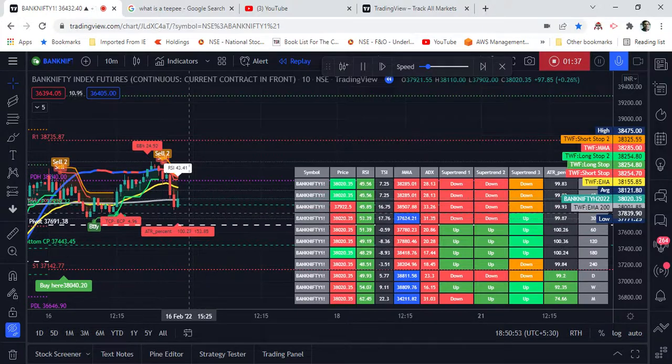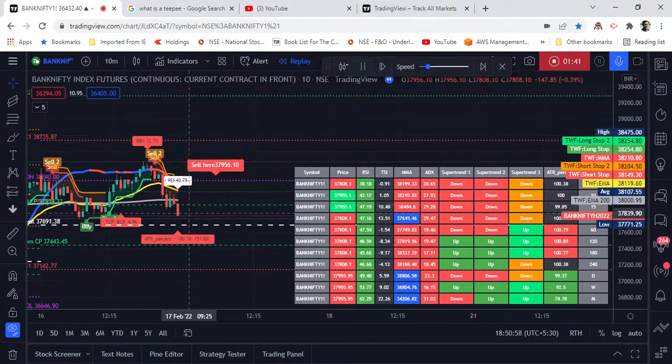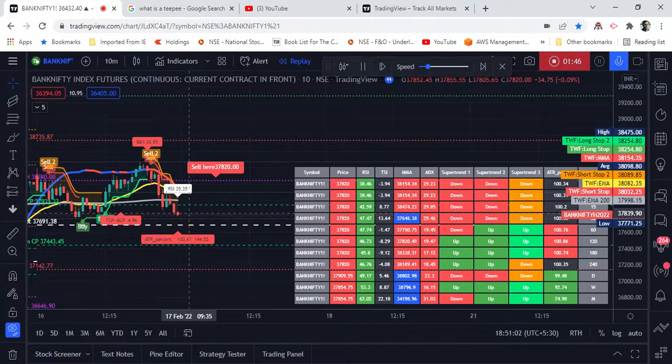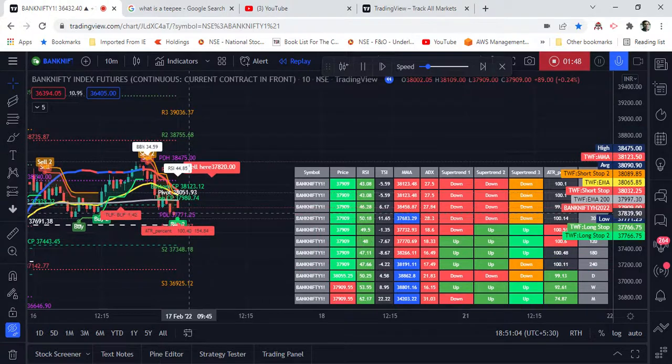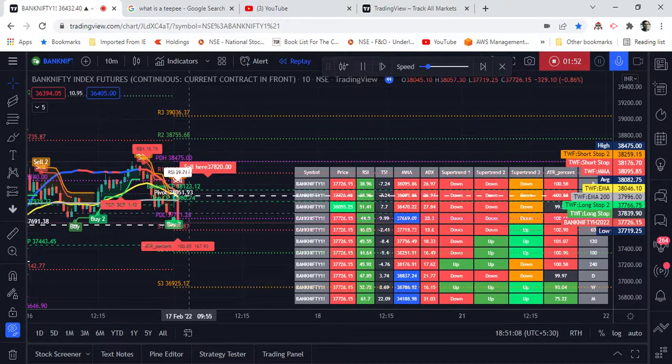Then we have the moving averages. The one in gray is the 200 period moving average, the one in yellow is the 20 period moving average, and the one in red and blue is the 50 period moving average. And we are currently on the 10-minute time frame.